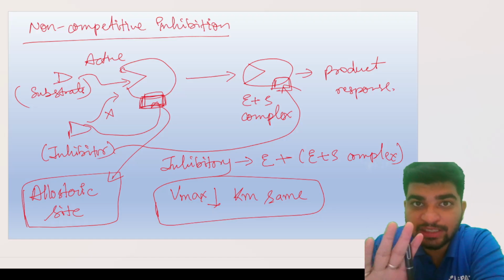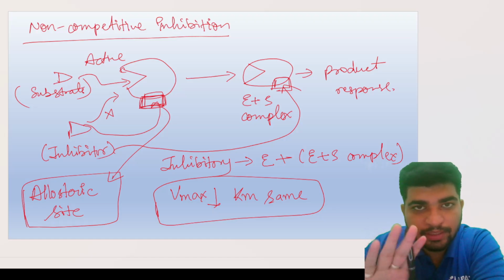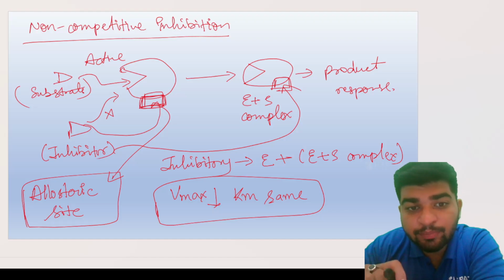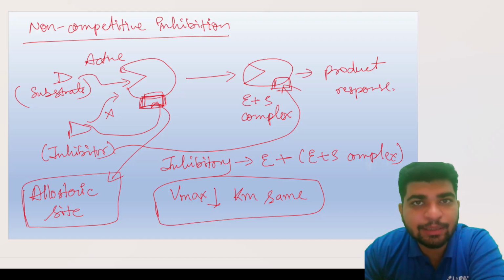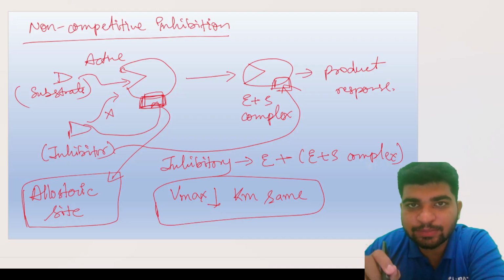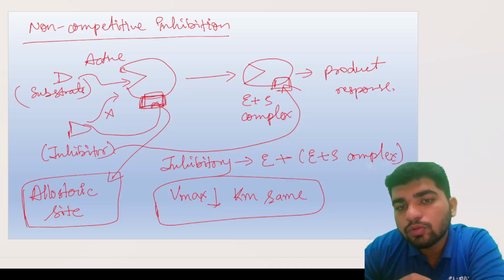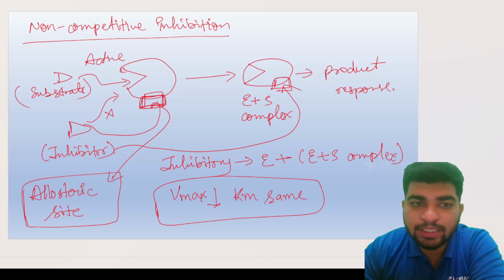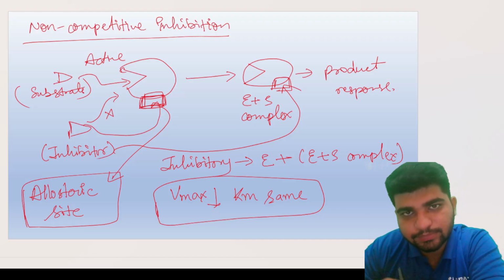But here, when the substrate is binding, it will show some enzymatic activity, but the inhibitor is decreasing the enzymatic activity. Correct? Because the substrate is already bound to the enzyme. That's why Vmax is being decreased. And Km, that is the Michaelis-Menten constant, is going to be the same, because however much substrate you bind onto the enzyme, it doesn't matter. The Vmax will be the same.